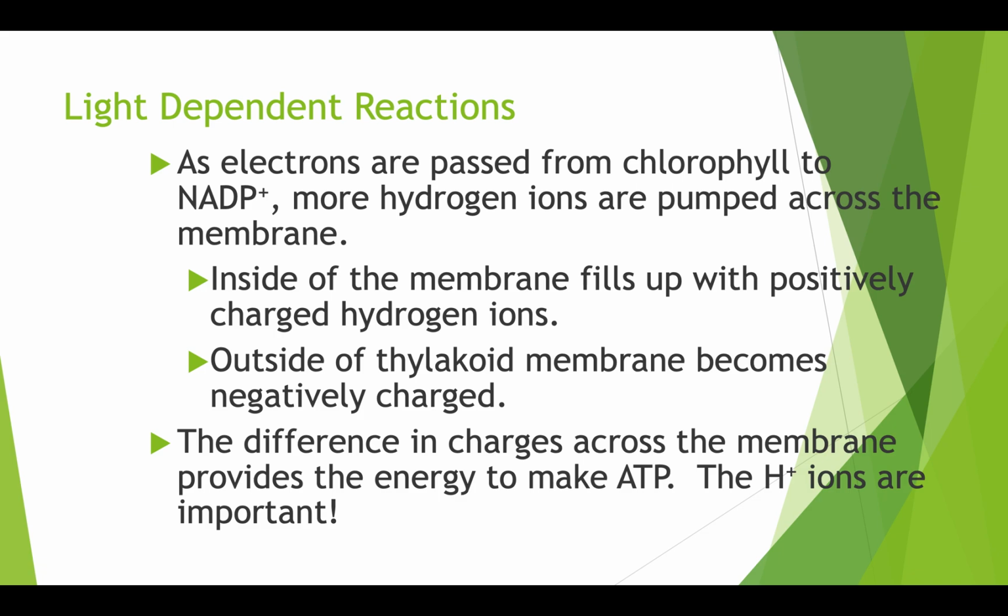As electrons are passed from chlorophyll to NADP+, more hydrogen ions are pumped across the membrane. Inside of the membrane fills up with positively charged hydrogen ions. Outside of the thylakoid membrane becomes negatively charged. So inside is positive, outside is negative. Difference in charges across the membrane provide the energy to make ATP. The hydrogen ions are important.